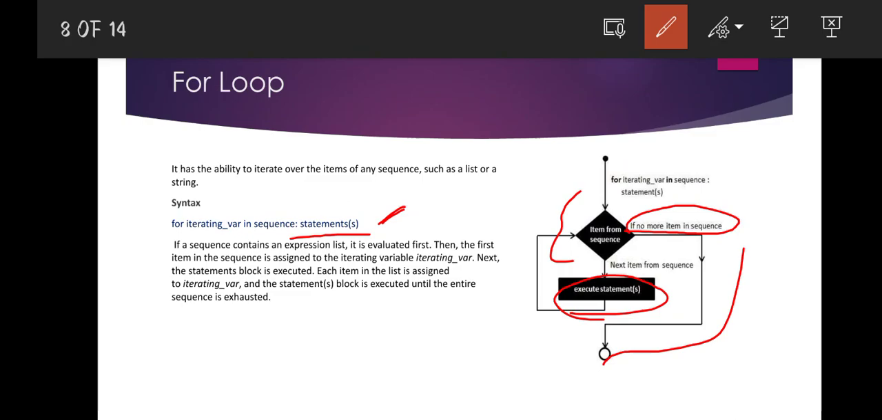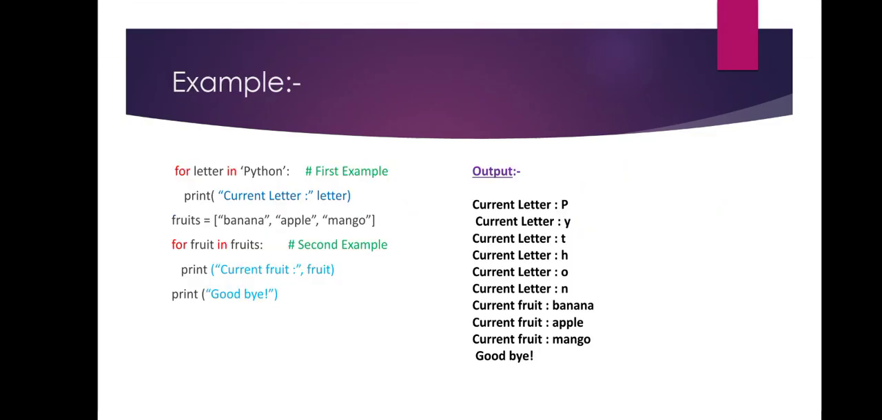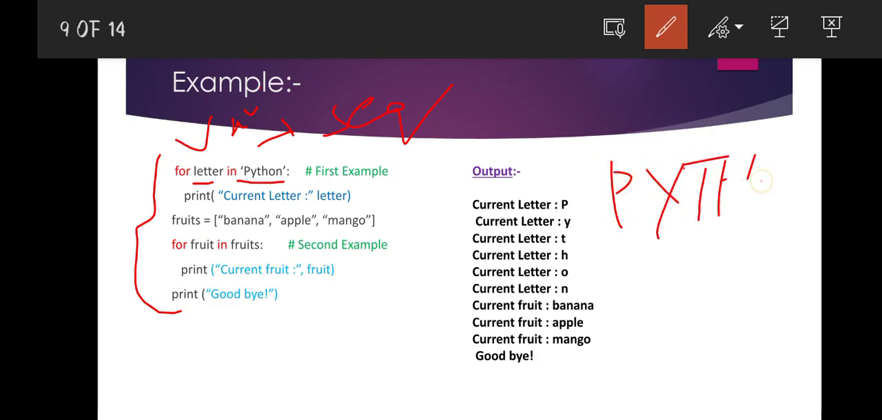Now we will see one example. This is the example for the for loop: for letter in "Python". Here "Python" is the sequence, and letter is the iterating variable. So how many letters in total? We have 6 letters.